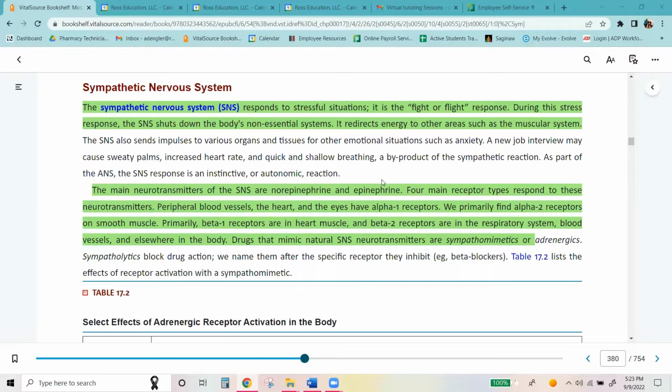4 main receptor types respond to these neurotransmitters. Peripheral blood vessels, the heart, and the eyes have alpha-1 receptors. We primarily find alpha-2 receptors on smooth muscle. Primarily beta-1 receptors are in heart muscle and beta-2 receptors are in the respiratory system, blood vessels, and elsewhere in the body. Drugs that mimic natural SNS neurotransmitters are sympathomimetics or adrenergics.